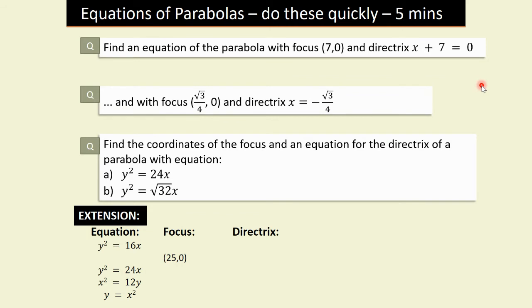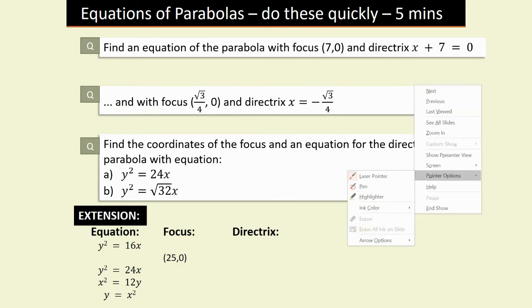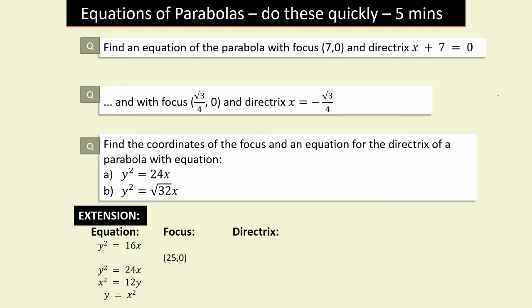All right, so let's have a look at how we've got on with these ones. So the equation of the parabola with focus (7, 0) and directrix x is minus 7. Well, that's telling us a straight away is 7, isn't it? Remember, x plus 7 equals 0 is x is minus 7. It's just a little bit disguised, isn't it? So x is minus 7. So we've got our a value. Our a value is 7. So we're just going to get y squared equals 4ax. y squared is 28x.